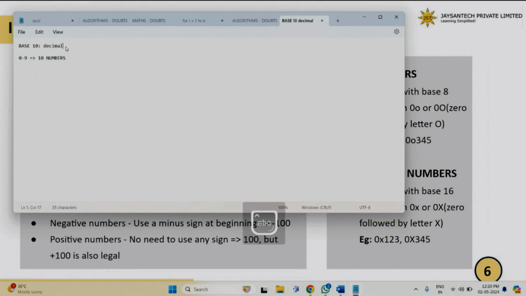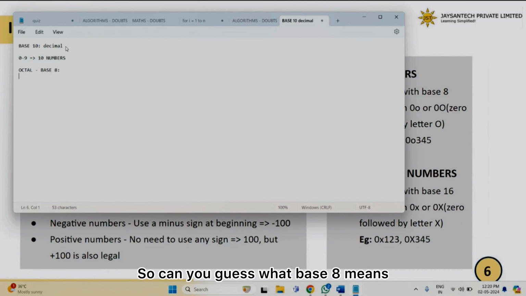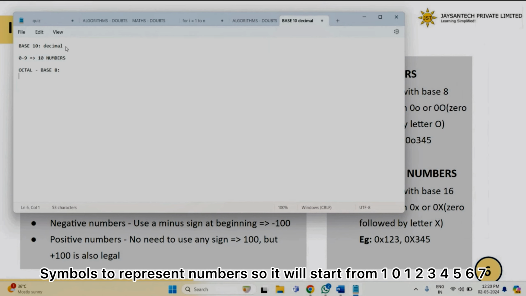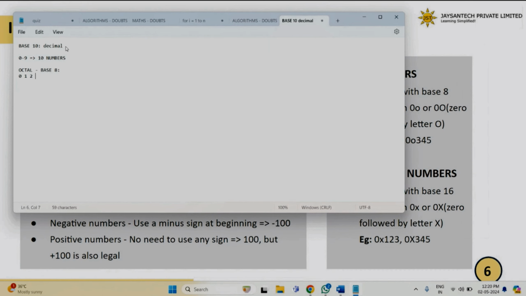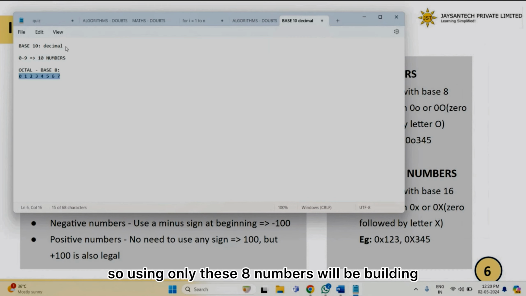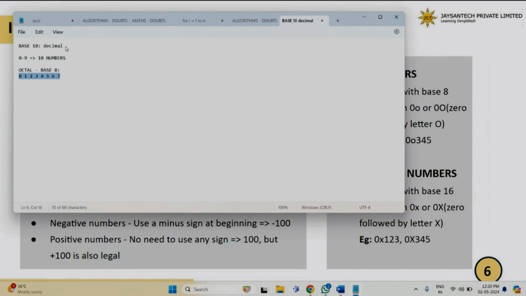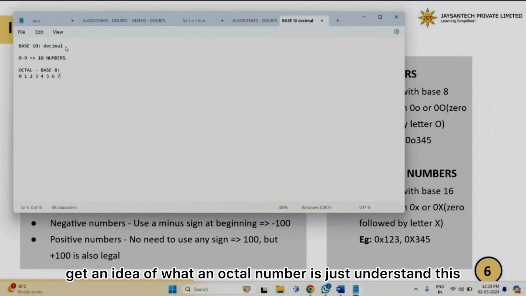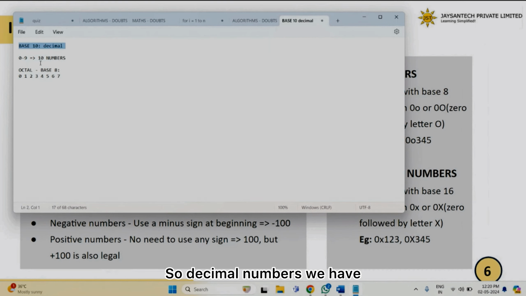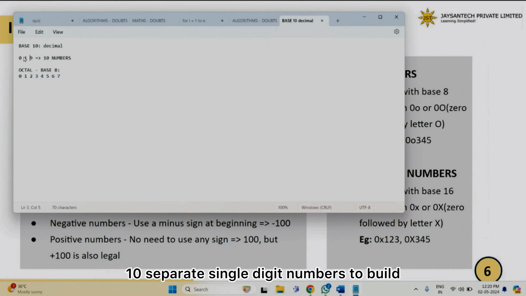Now when I say octal, it's base 8. Can you guess what base 8 means? It will have only 8 symbols to represent numbers: 0, 1, 2, 3, 4, 5, 6, 7. Using only these 8 numbers, we will be building up the other numbers. Just to get an idea of what an octal number is, understand this. In decimal numbers, we have 10 separate single digit numbers to build up other numbers.